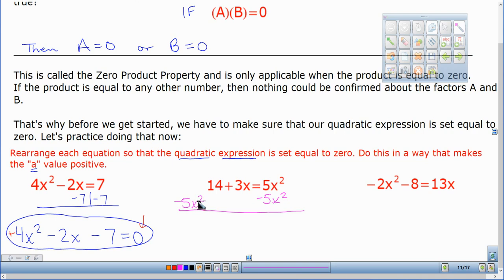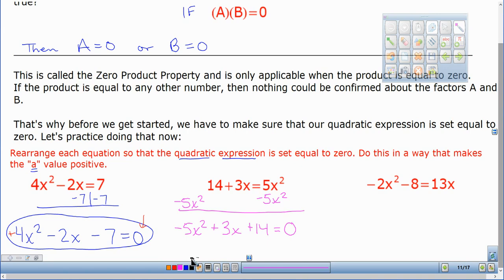Notice I put it off to the side because the 5x squared doesn't go with 14, nor does it go with 3x. I'm going to put this in standard form now. So first I would write negative 5x squared. Then I would put my 3x, which is positive 3x. And then I would put 14, which is positive as well. And on the right side of the equation, those would have canceled out, and now I have 0.